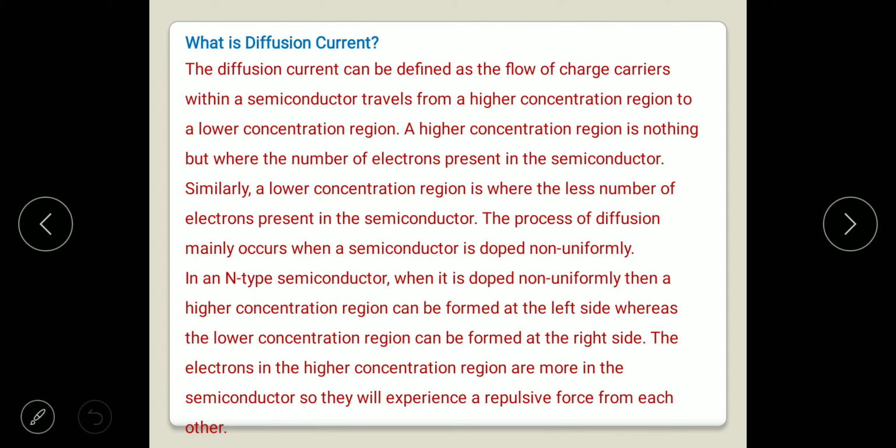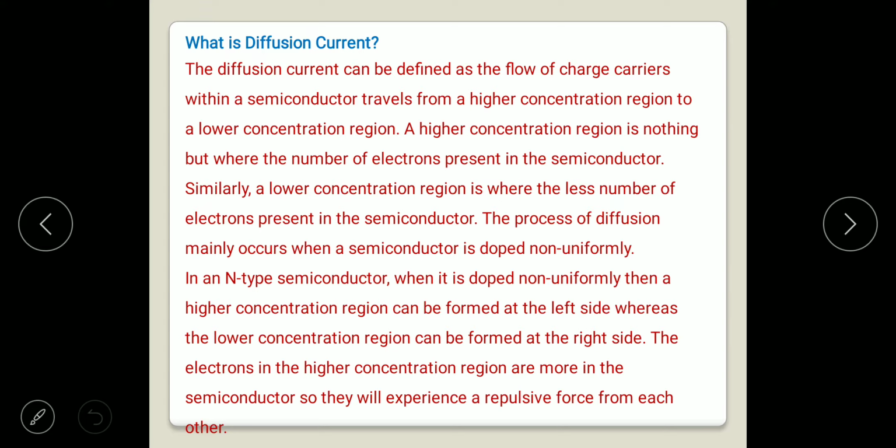So what is meant by diffusion current? The diffusion current can be defined as the flow of charge carriers within a semiconductor, traveling from a higher concentration region to the lower concentration region. A higher concentration region is where a large number of electrons are present in the semiconductor. Similarly, a lower concentration region is where fewer electrons are present. The process of diffusion mainly occurs when a semiconductor is doped non-uniformly.